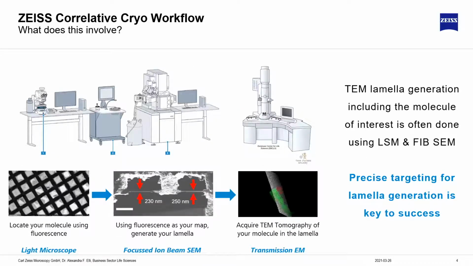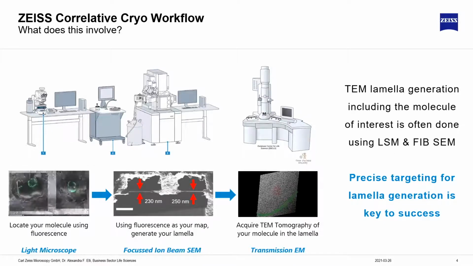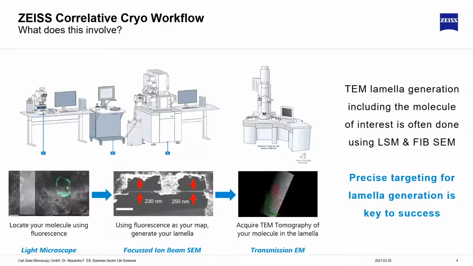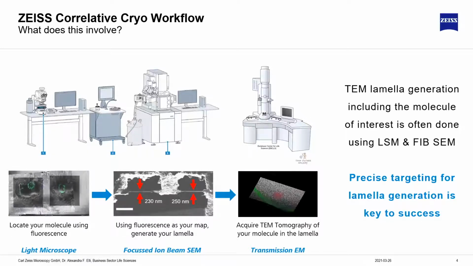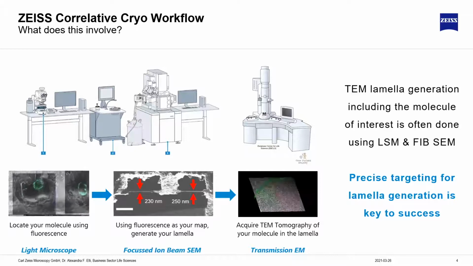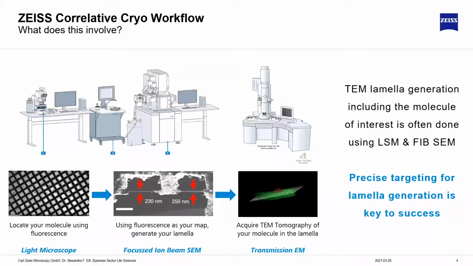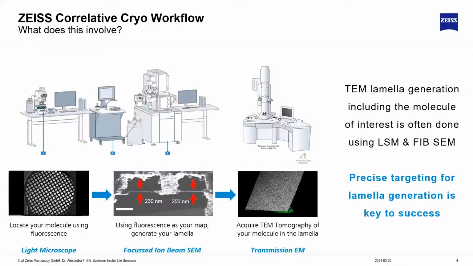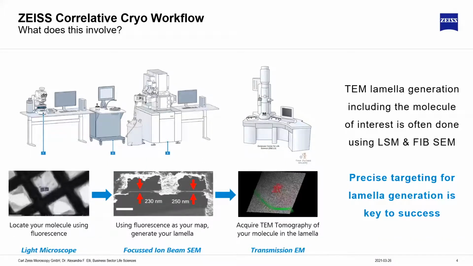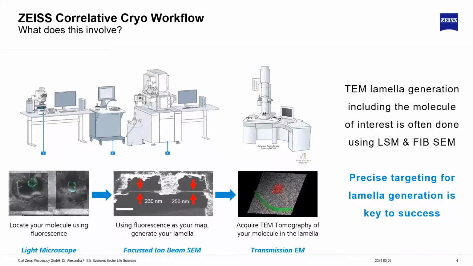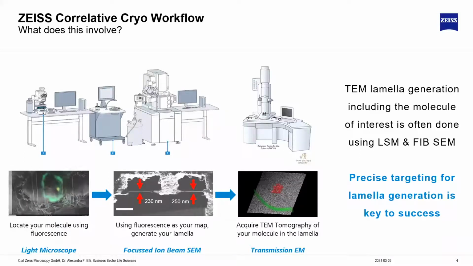So to reach the point of having a TEM lamella that contains precisely the molecule or structure of interest for analysis using cryo-ET, the most common approach is to first localize the molecule of interest using fluorescence microscopy. This is shown on the left side. Once the structure of interest is localized, the sample is then transferred to a FIB-SEM, where the fluorescence information is used to localize the structure of interest inside the EM, and the TEM lamella can then be created prior to acquisition of the cryo-ET data using the TEM.